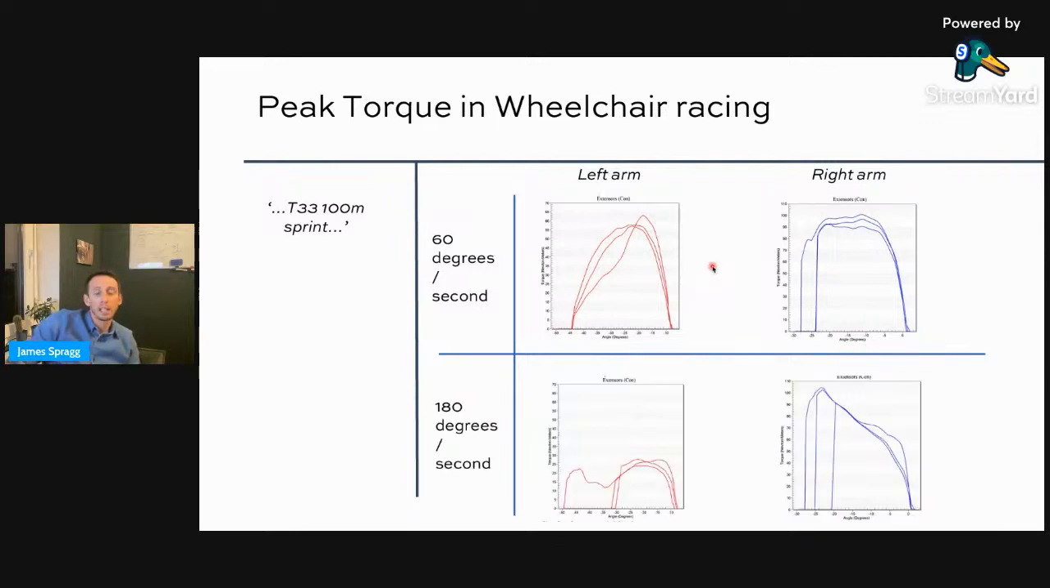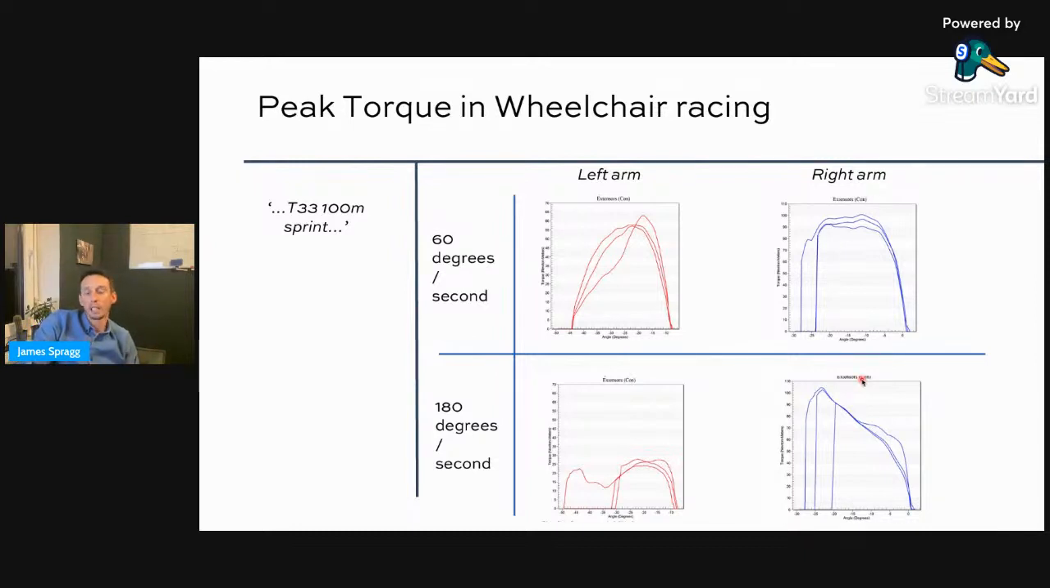When we look at 180 degrees per second, we can see that they're really struggling with their left arm to produce any force, and weren't even reaching 30 Newton meters. Whereas with the right arm, they're still producing over 100 Newton meters at that speed. That was going to have implications for steering in the event. In the 100 meters they've got to stay within their line, and the wheels aren't fixed by an axle so they can spin independently. So there was a lot more force being applied to one wheel than the other, and that had implications for how they steered their chair.